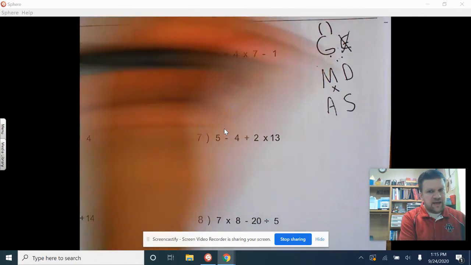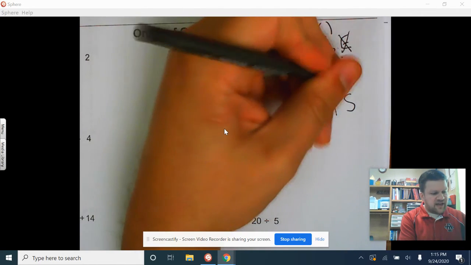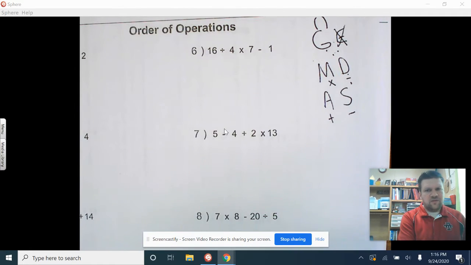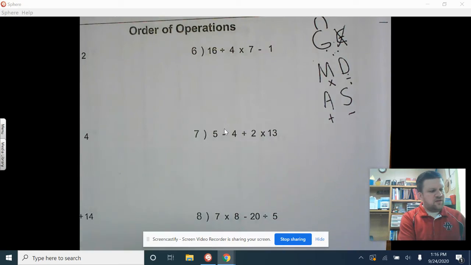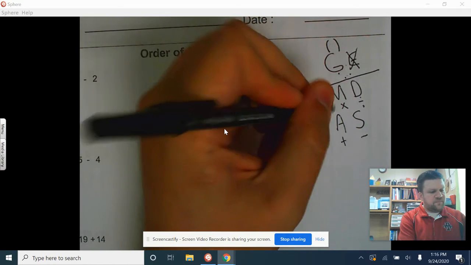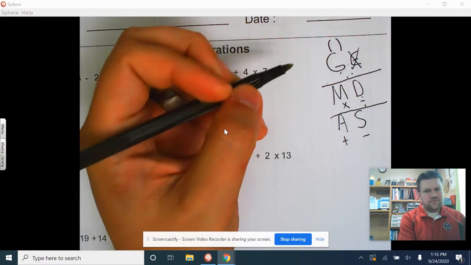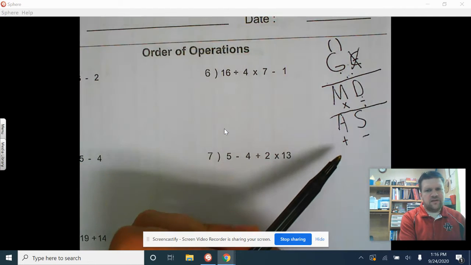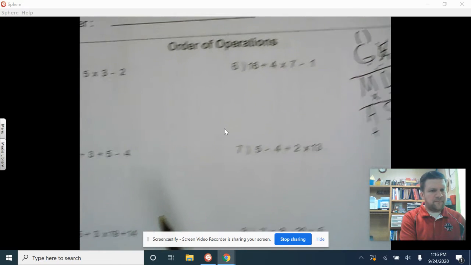M is multiply. D is divide. A is add, and S is subtract. So this just gives us the order that we'll do these in. First thing we'll do is any groups. Then we work multiplication and division from left to right, and then addition and subtraction from left to right.